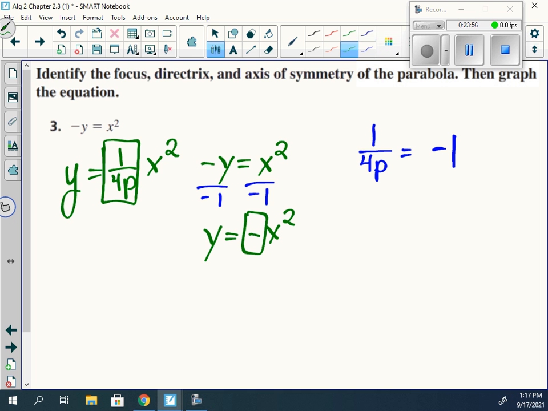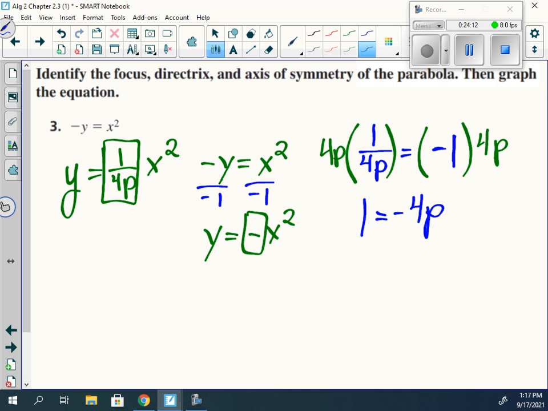Now what do we do next? Multiply both sides by 4p. And again, 4p times 1 over 4p is 1. Negative 1 times 4p is negative 4p. Now what can we do next? Let's focus up here. Caleb. Thank you. So p is going to equal negative 1 over 4. Any questions on this here?